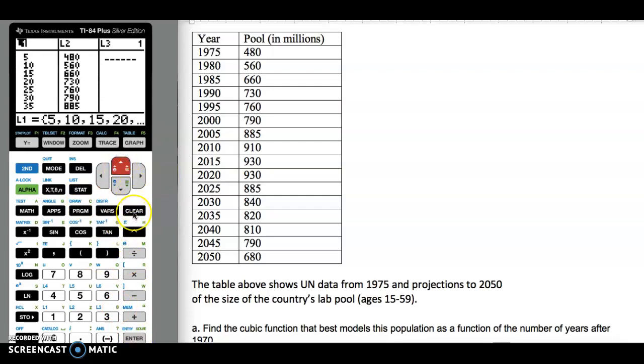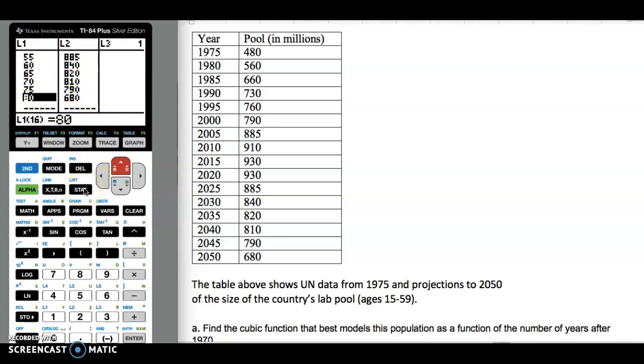So you go up here. If you want to get rid of the data in a list, you clear it out and go down. And to enter your data, you simply enter it: 5, 10, 15, 20, 25, 30, 35, 40, 45, 50, 55, 60, 65, 70, 75, and 80. And so we have our data listed here. You should have the same amount of X's and Y's. We have 16 of each.